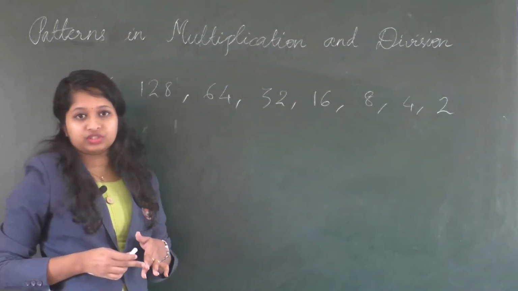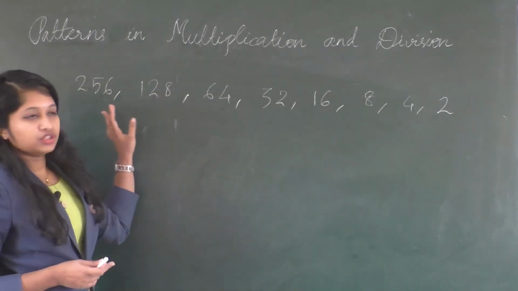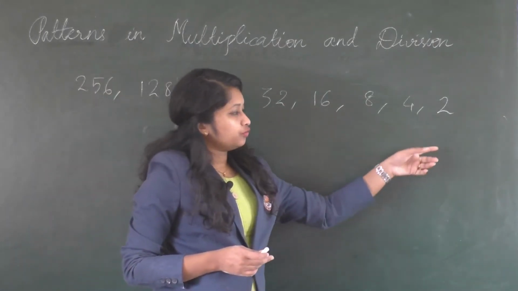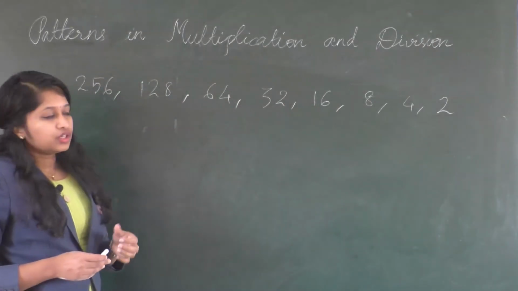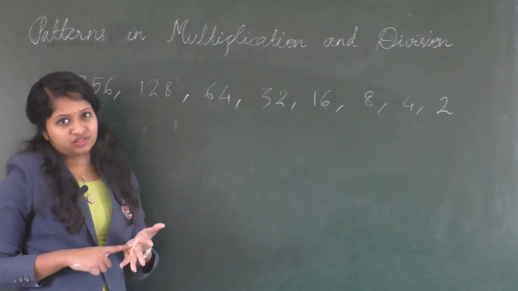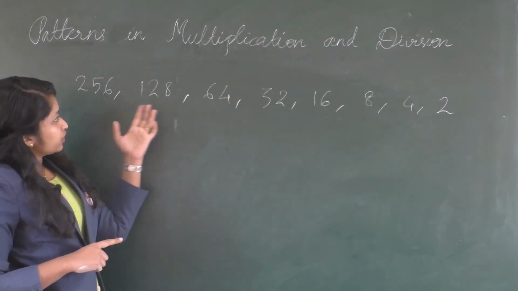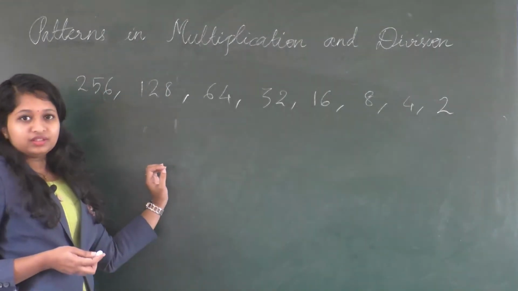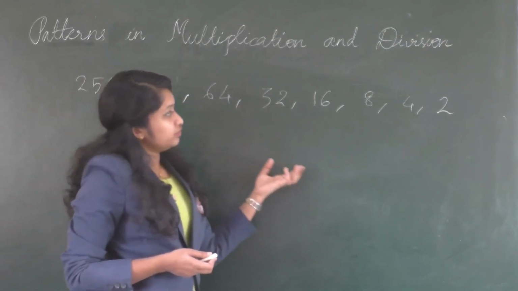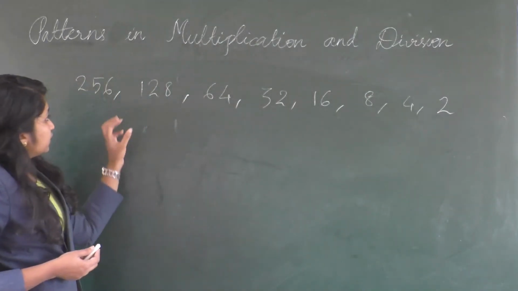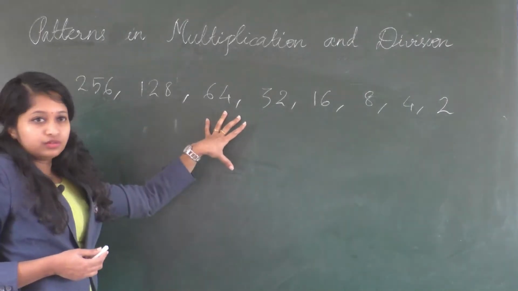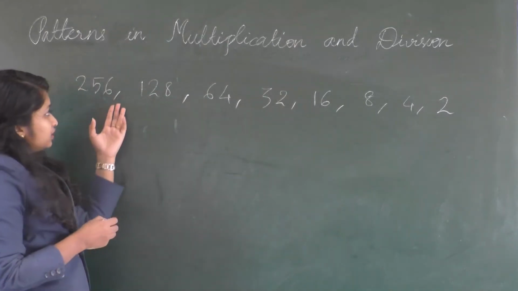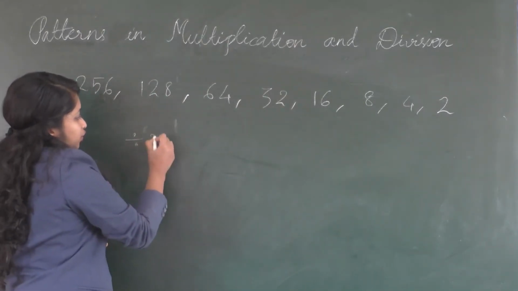I have another question here. See the numbers: 256, 128, 64, 32, 16, 8, 4, 2. There is a decrease. So it will be either division or subtraction. Can you find any subtraction pattern here? No, right? So let's see with division. Here, if you observe, each number is half of the other. That means there is a division by 2 everywhere.